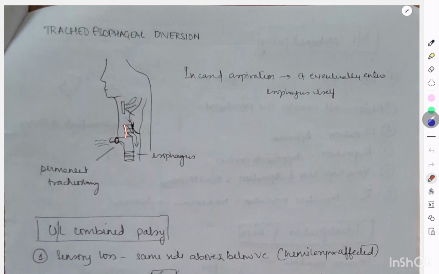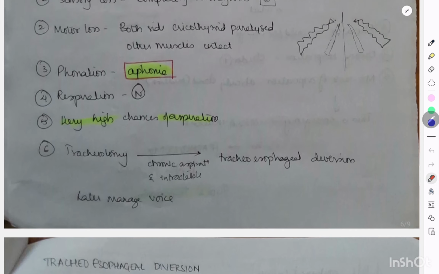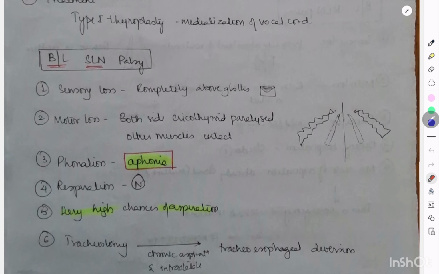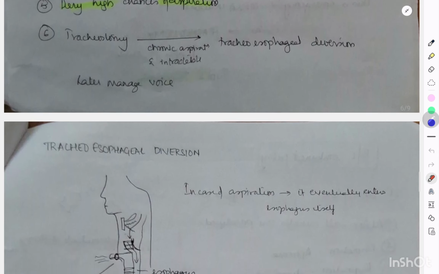So this was the full trachea. We can cut this trachea and do a permanent tracheostomy from here, and from here we can have a link of this trachea to the esophagus, to reduce the chances of aspiration. So this was very simple. This completes our bilateral SLN palsy. Unilateral and bilateral are done.